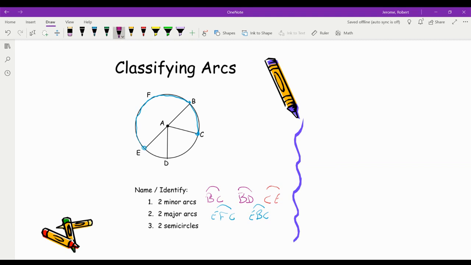So if we wanted to name another major arc, for example, we can say D, the long way around, stop when you get to E. So maybe D, pass through C, stop when you get to E.